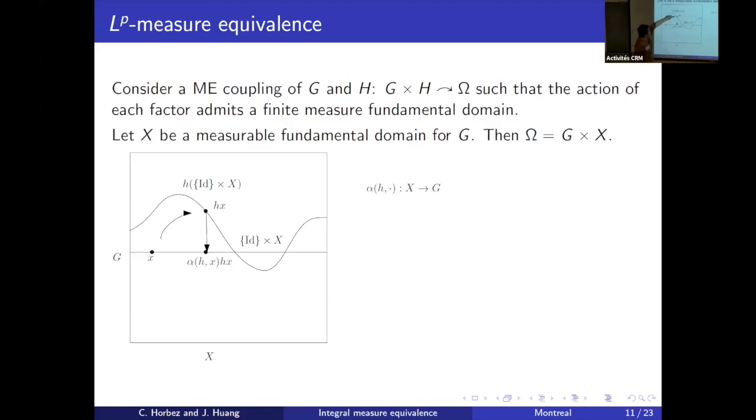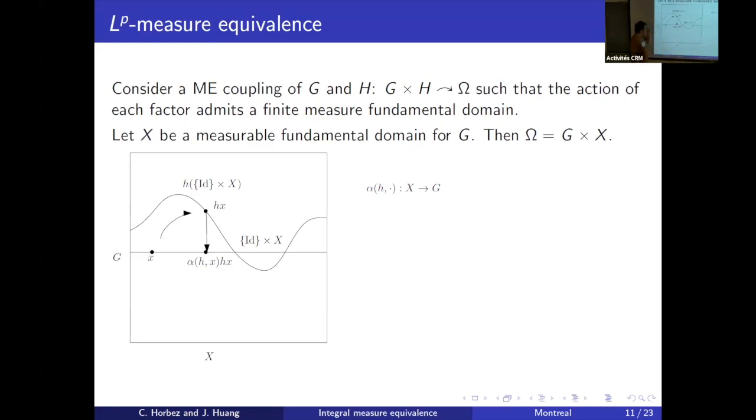So this depends on X and depends on H, and it measures the vertical difference between this point and that point. I should say that this is a cocycle. Essentially, all the information of measure equivalence is encoded in this cocycle. In other words, if I tell you the cocycle, you can recover the measure equivalence. So that's no news. Sometimes it's more common for people to think about these cocycles instead of measure equivalence.